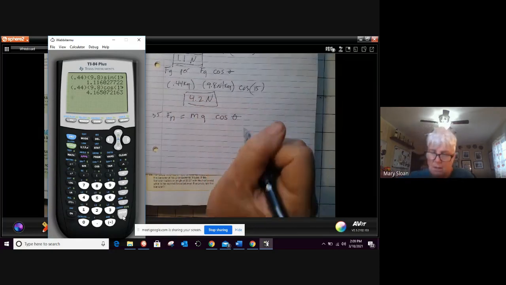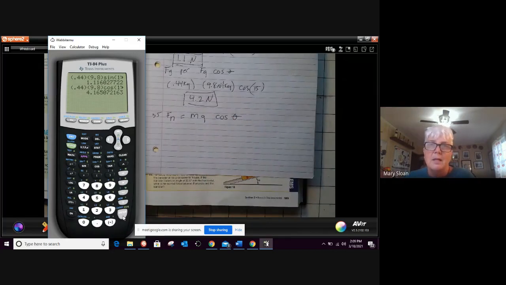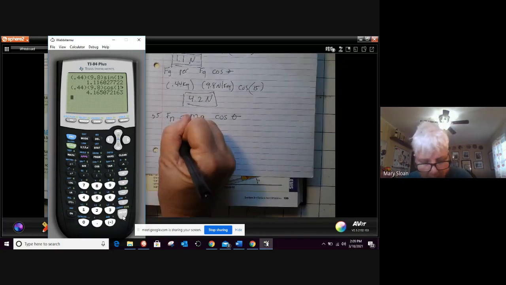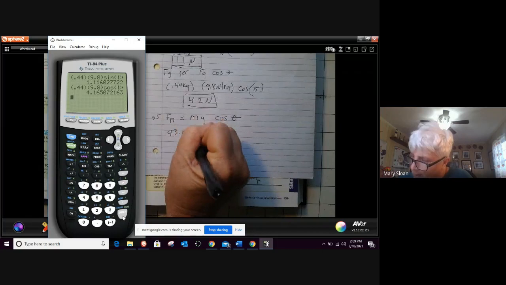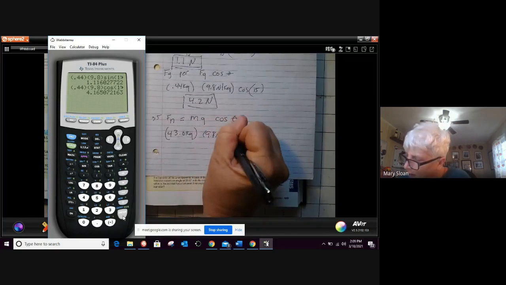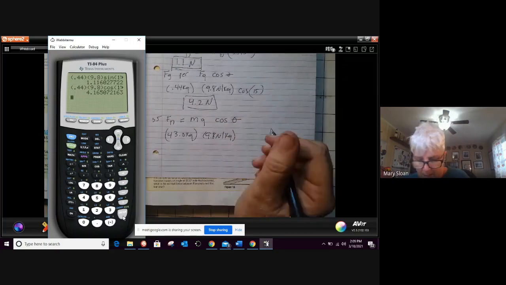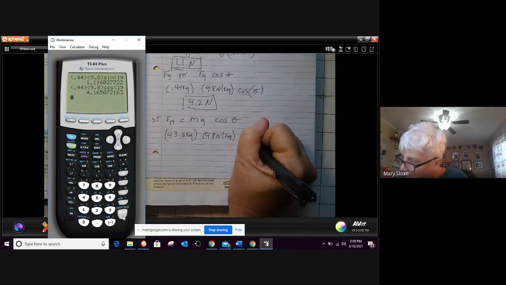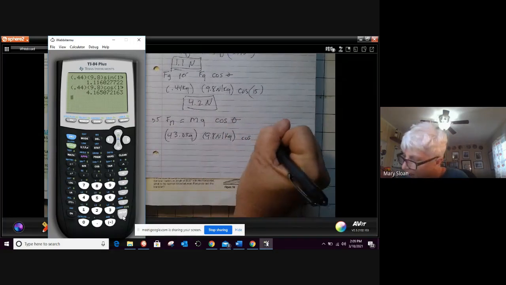cosine theta. Now, on your test, I'm going to tell you if it's sine or if it's cosine or what the formula is. You have to know what it's talking about, okay? So if you read this, it tells you his mass was 43 kilograms. What's his mass? Gravity is still 9.8 newtons per kilogram. And this time we're going to use cosine, and we're going to use 35.